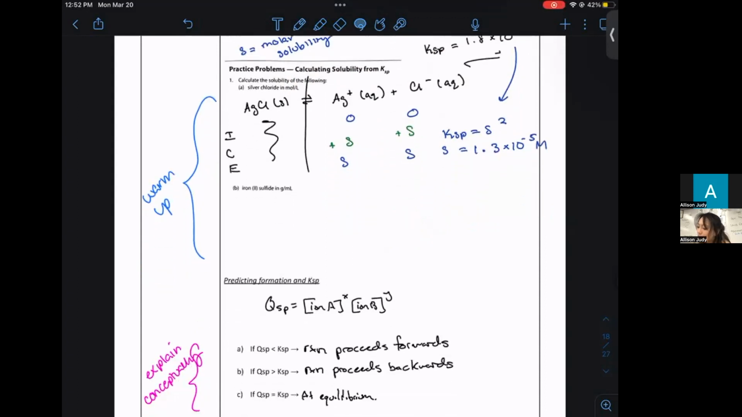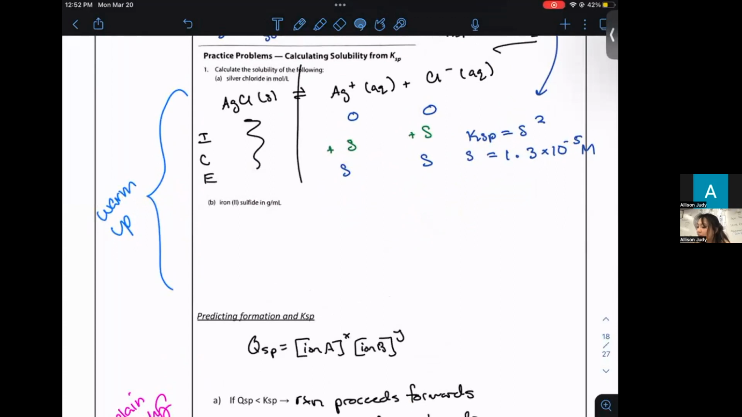All right, next one. It's the same process except that I want you to report not in molarity, but in grams per milliliter. So again, you would have started with the balanced chemical equation. Iron 2 sulfide, so that's FeS solid, dissociates in an equilibrium process, a reversible reaction, to Fe2 plus aqueous and sulfide 2 minus aqueous. And you would have set it up. You would have found that the KSP is what? What is the KSP according to your table?